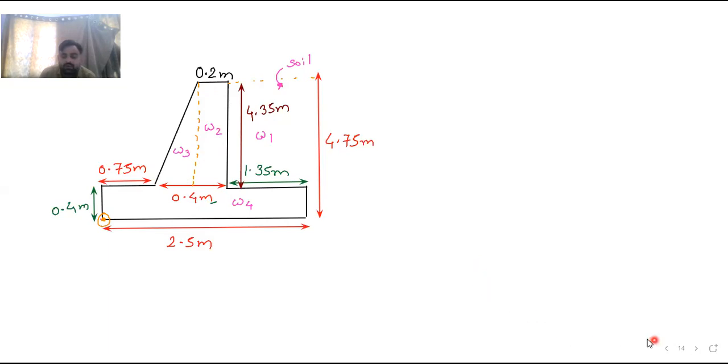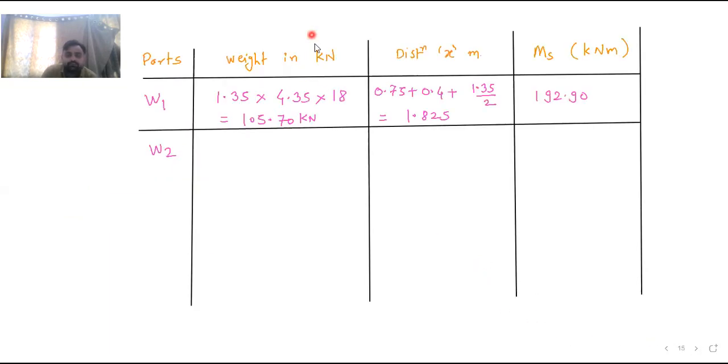Okay. So here I will write it is 0.2 into 4.35 into, now this is concrete, so multiplied by 25.